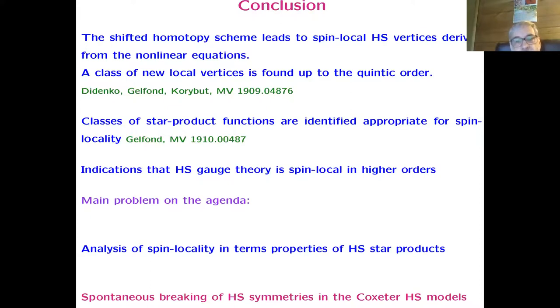And the more impressive example is the omega CCC vertex, that is far less trivial and still spin local. So we identified the classes of functions that allow us to prove theorems on locality of vertices and actually simplify computation a lot. And what we have found so far gives an indication that higher spin gauge theory is going to be spin local in higher orders.